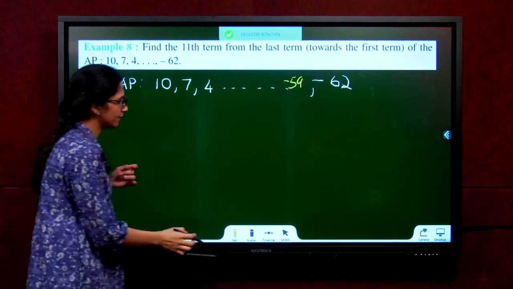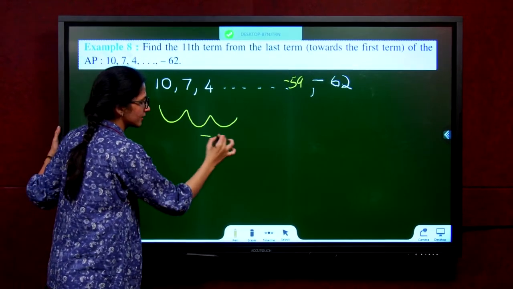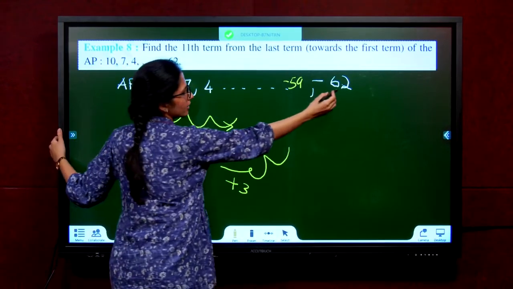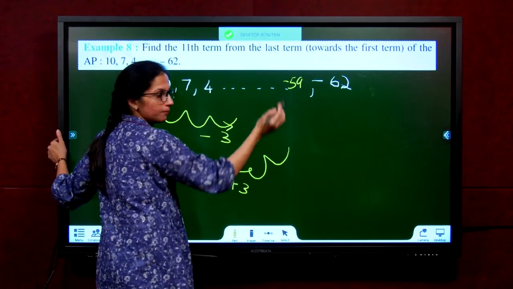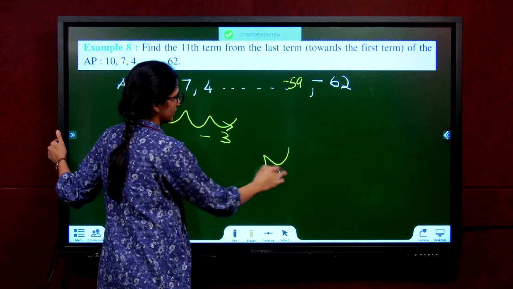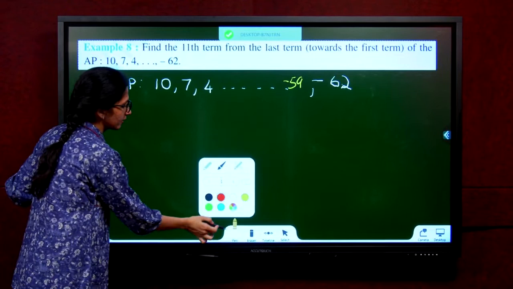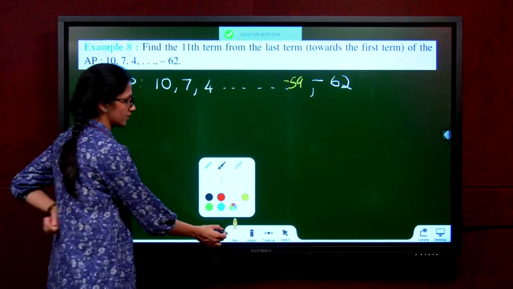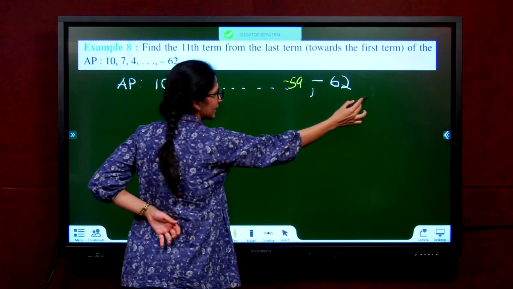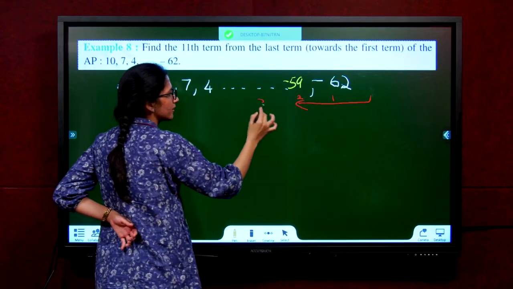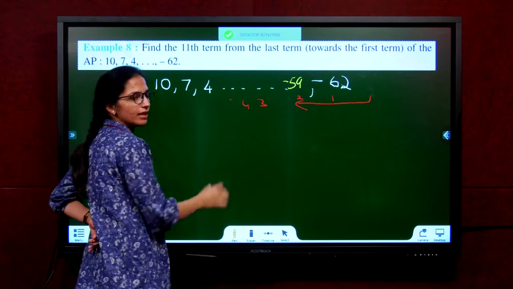See, very simple. Like this if it is minus 3, like this it will be plus 3. If you come from minus 62 to here, plus 3. That's all. Anyway, they are telling, find the 11th term from last. So from last means I have to come like this. This will be my first term, second term, third, somewhere in between the 11th term.